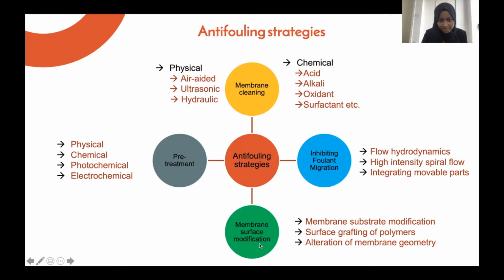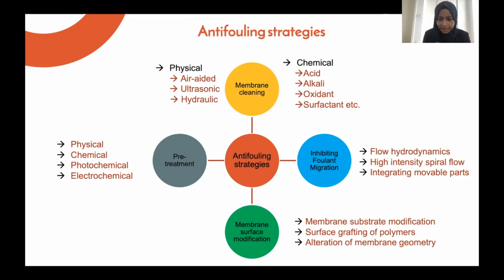And last but not least is membrane surface modification. This is one of the growing fields of antifouling strategies, because here the aim is to modify the membrane surface in terms of their electrostatic attraction and their substrate modification, how they are attracting the foulants and the substrate. So basically, this is possible by membrane substrate modification. In membrane fabrication, you fabricate the surface in such a way that it fits the hydrophilicity or hydrophobicity of the target pollutant, right?